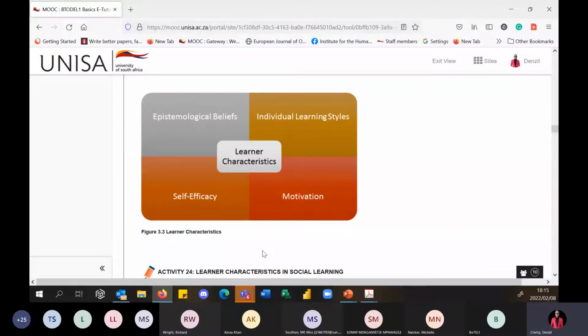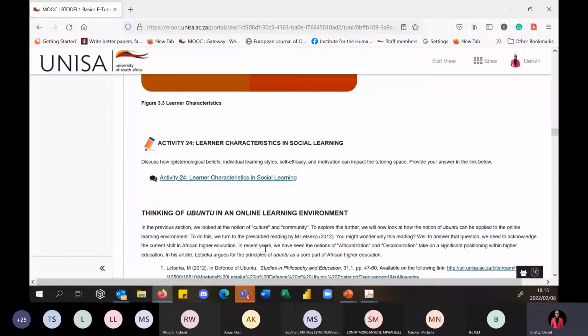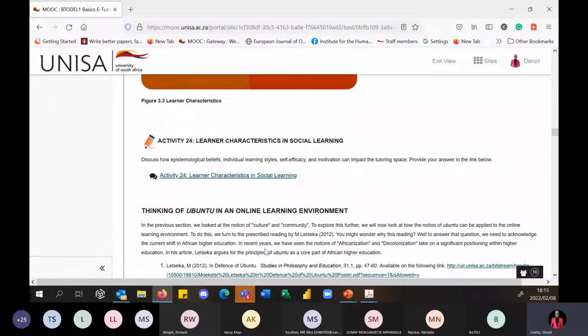Now, this is just making you aware that the dynamics of being in an online space is much more complex than just being a tutor and posting up comments. We need to be very conscious of how we engage in these spaces, how we phrase our discussion. We need to ensure that we're inclusive in the languages that we use as part of our tutoring spaces. And that's very important.